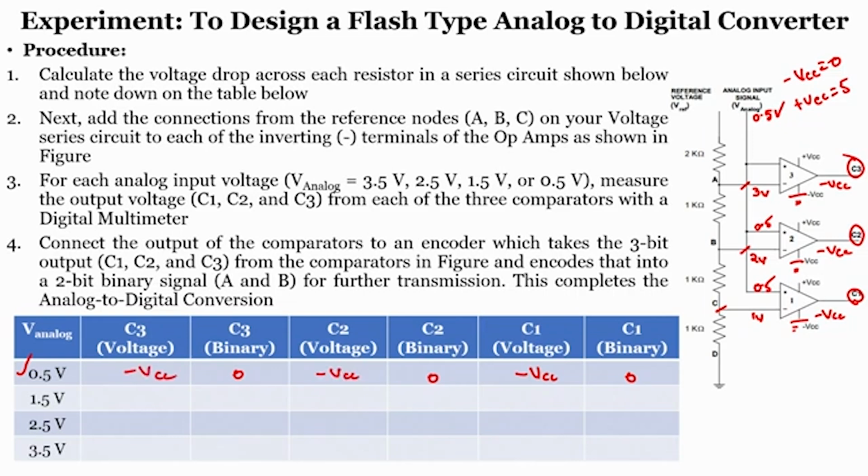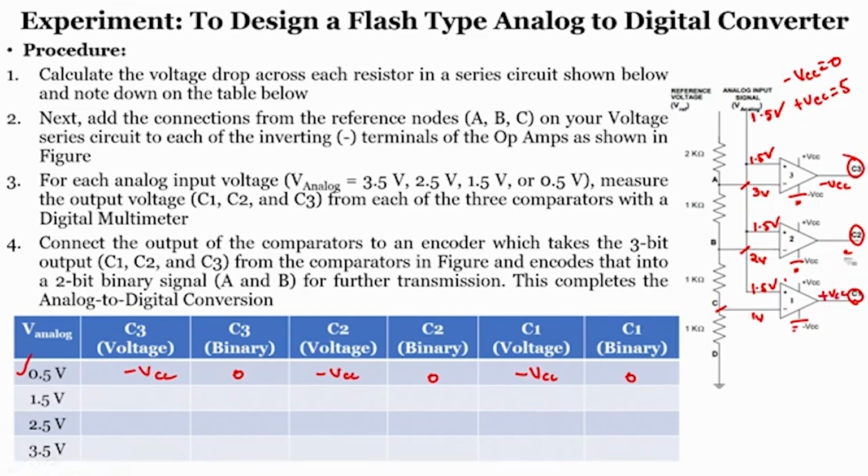Now, what if my input voltage is 1.5? Considering my input voltage is 1.5, this is 1.5 volts, this is also 1.5 volts and this is also 1.5 volts. Now, if you observe, the positive input terminal of the comparator in op amp 1 is higher than the negative input voltage. As a result, the output voltage now becomes plus VCC.